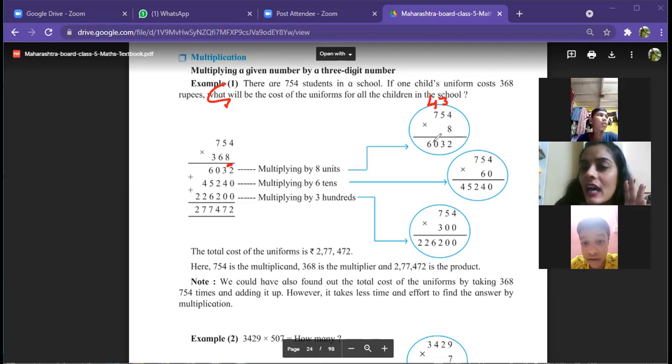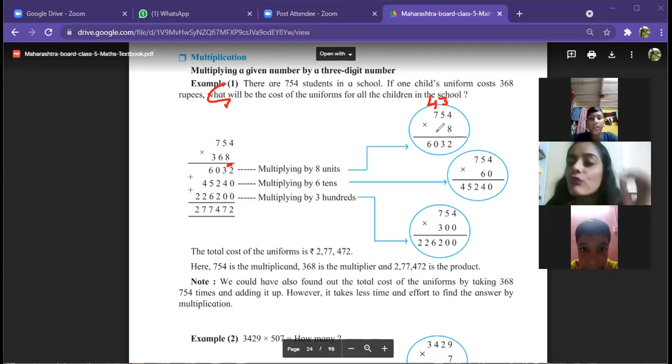8 sevens are 56. 56 plus 4, no, 62, no. 56 plus 4. 6 plus 4 is what?